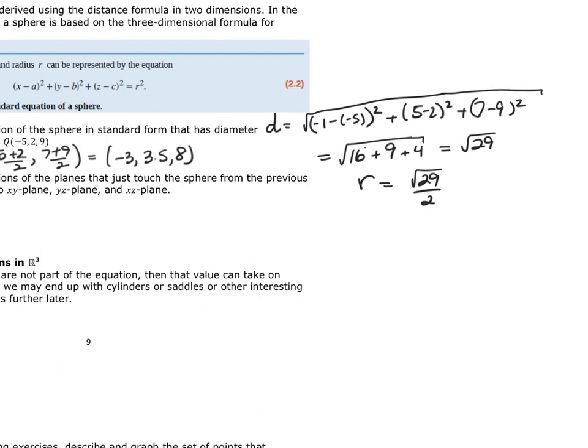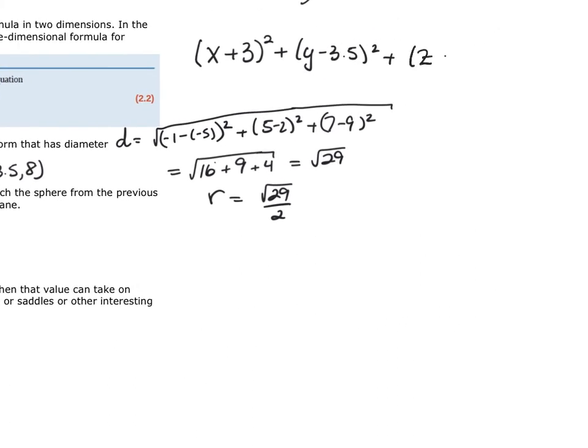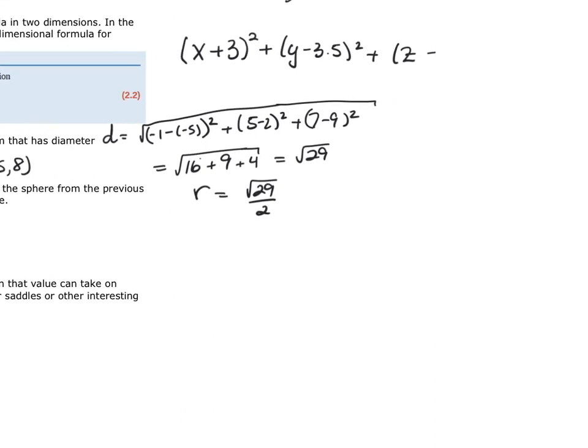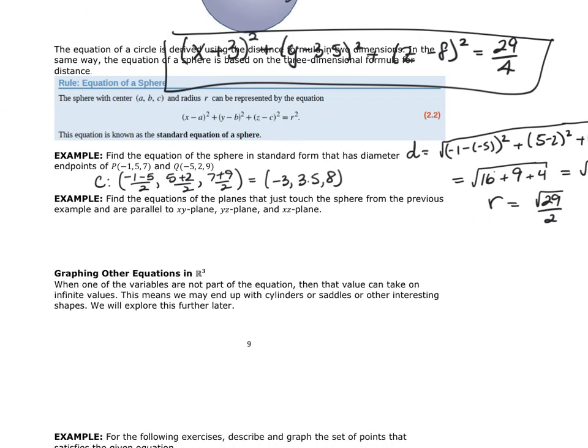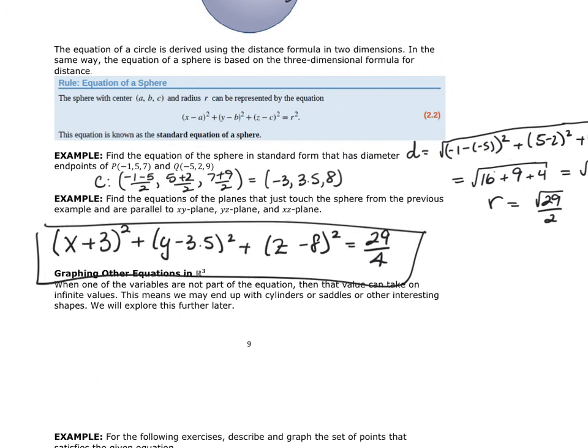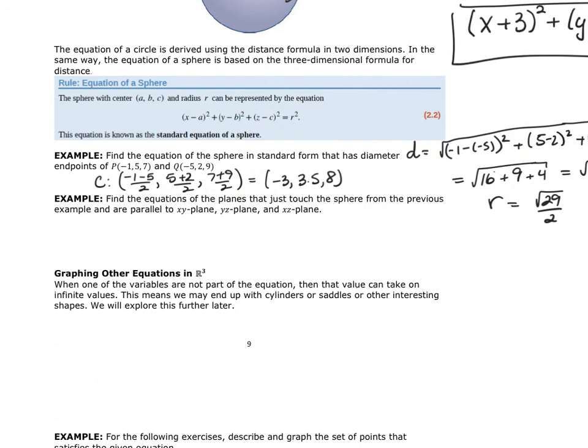They ask me to write it in standard form, so I go back to my center. So it's going to be x plus 3, the quantity squared, plus y minus 3.5, the quantity squared, plus z minus 8, the quantity squared, is equal to my radius squared, so 29 over 4, and that is my final answer. Okay, so there's my final answer for that right there. I'm just going to move this up and out of the way.